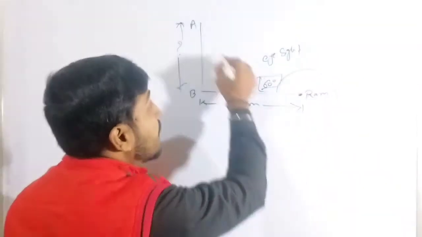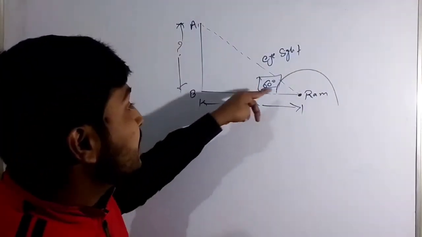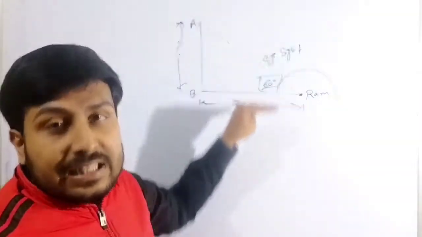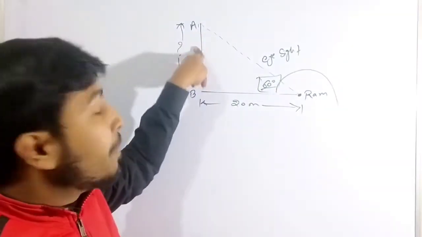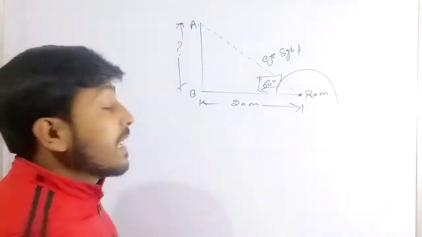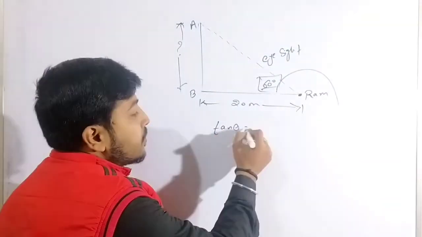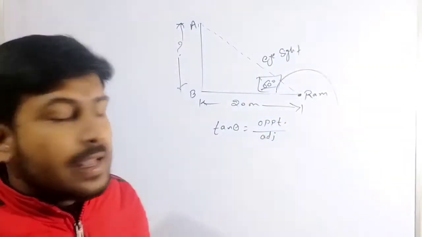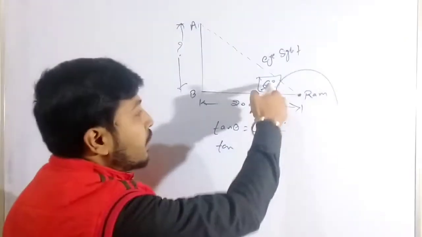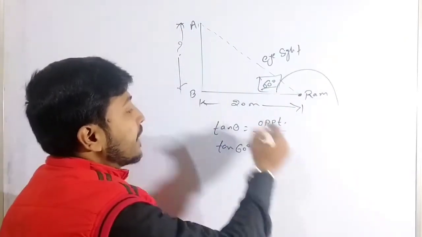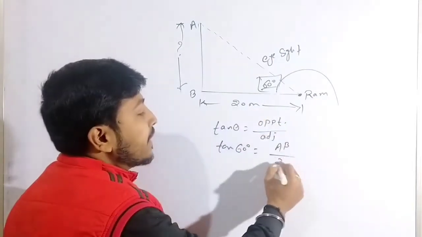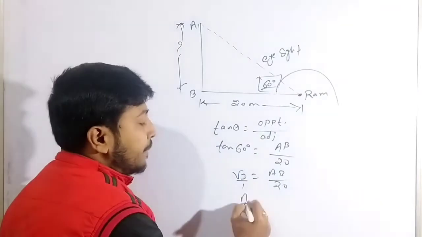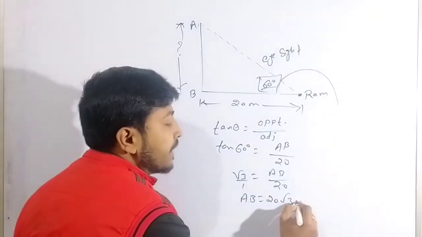So we have to find AB, which is just opposite to this acute angle. 20 meter, this is the adjacent side, right? So opposite by adjacent, that means tan theta. Tan theta equals opposite by adjacent. So now the value of theta is 60 degree, opposite AB, adjacent 20 meter, and the value of tan 60 is root 3. So root 3 equals AB by 20. So AB equals 20 root 3 meter.